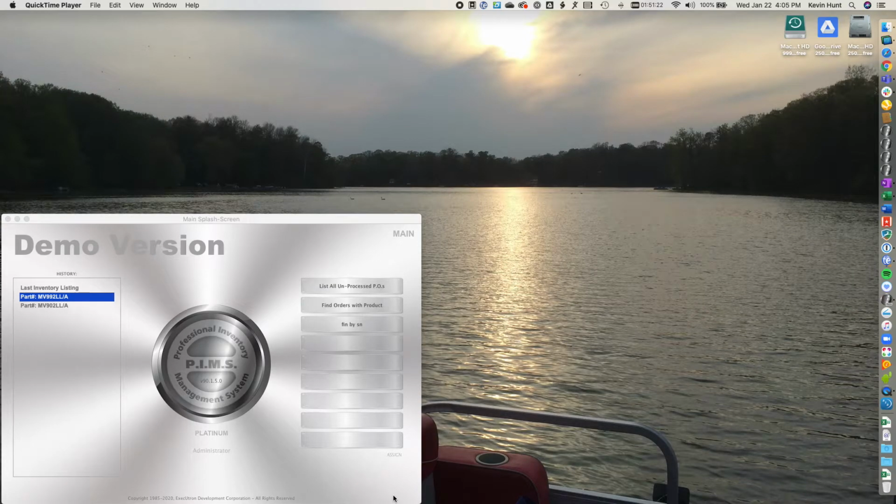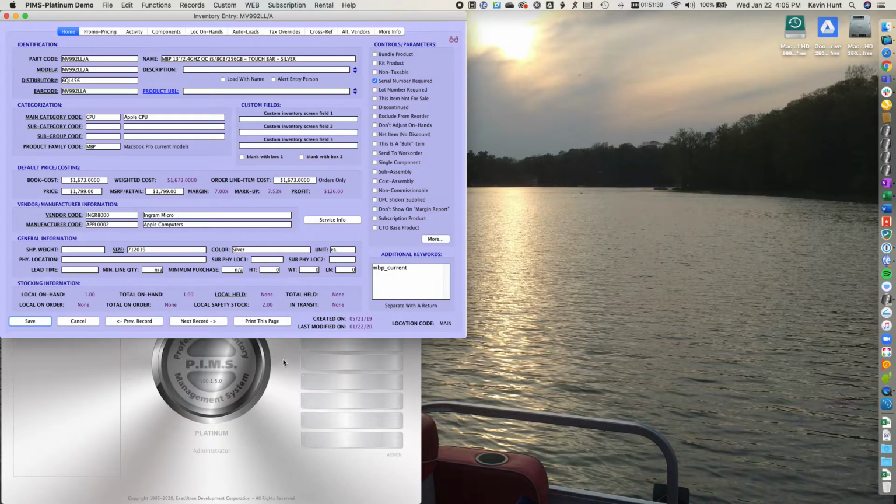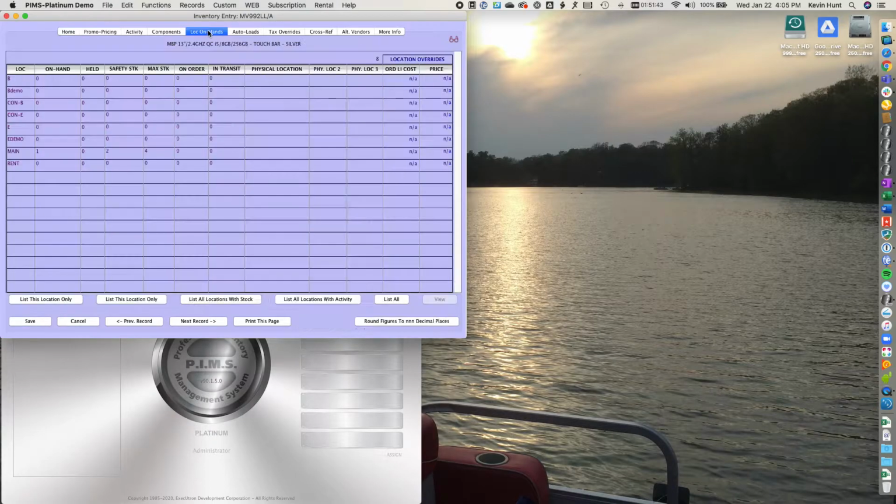In this video, we're going to take a look at the min-max settings. The min-max is used in conjunction with the automated purchasing system to help you reorder product once you get to a certain level. The min-max or the reorder points are set on the inventory records themselves. So they are on the location on hands tab of the inventory record.